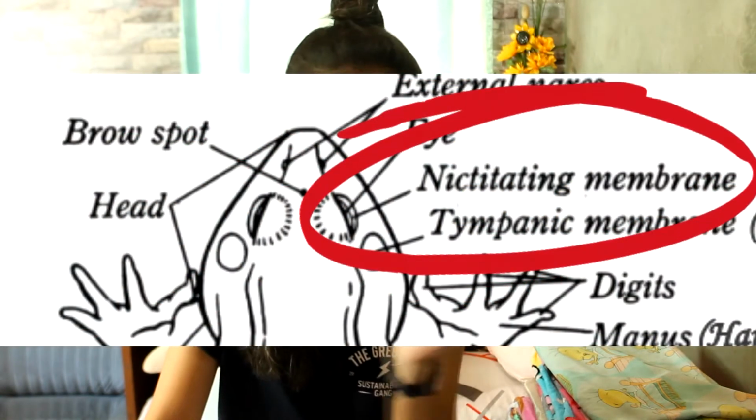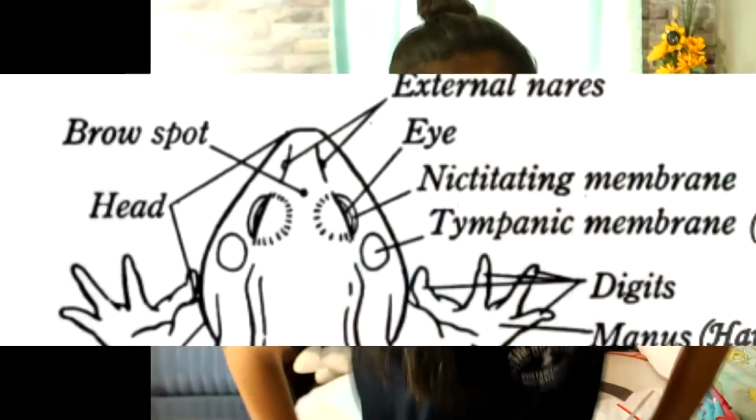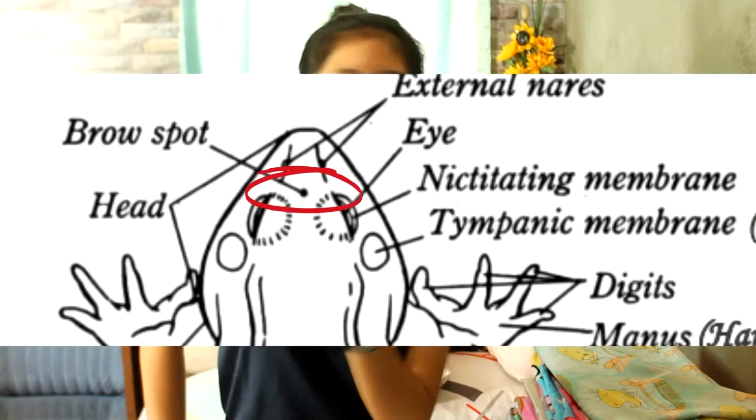So, what is a nictitating membrane? A nictitating membrane is a transparent covering of the lower lid. It lubricates and protects the eyes to help the frog see both on land and in water. Next is the brow spot, which is only seen in frogs. The brow spot is a vestigial eye located between the eyeballs of the frog.